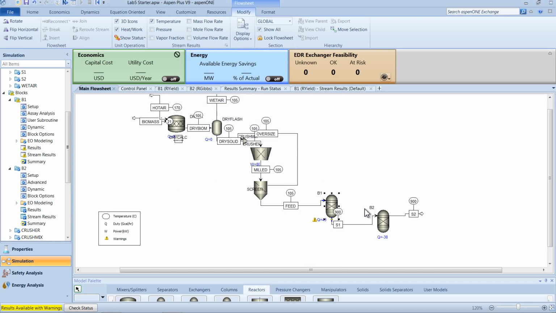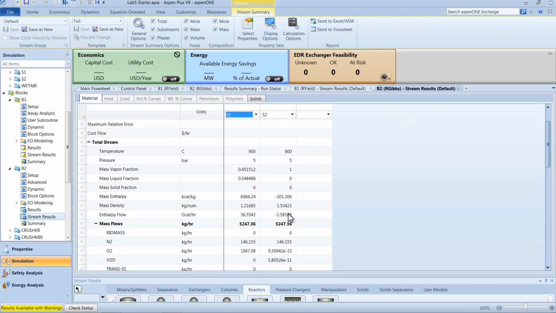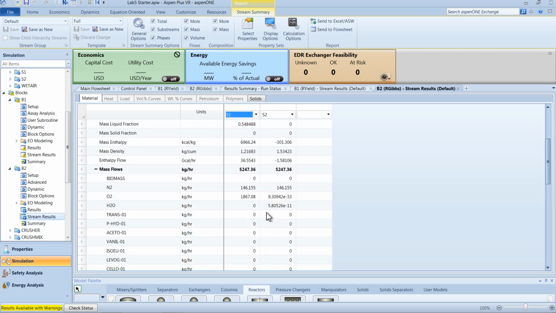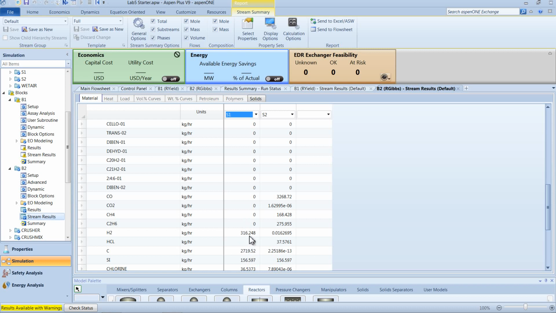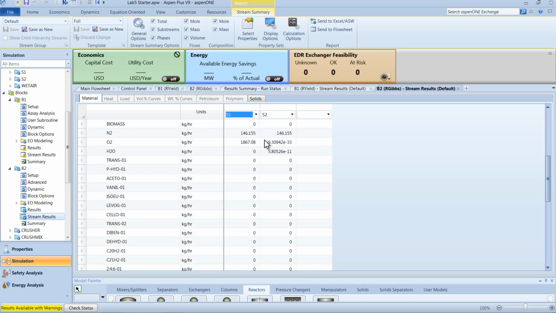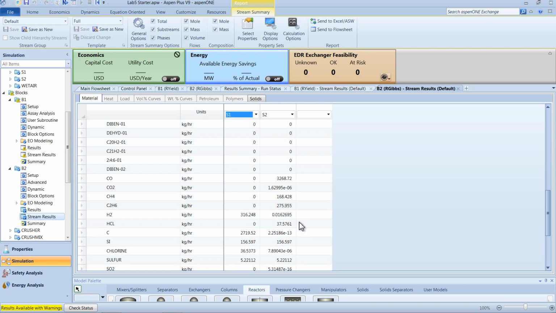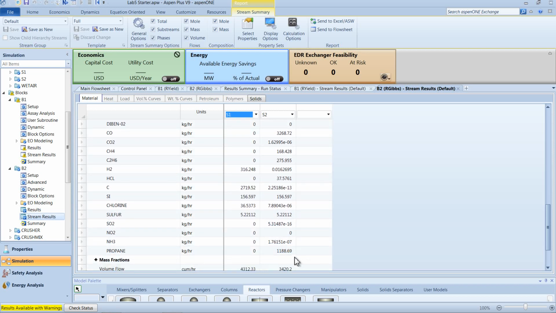Yep. And then now going to the RGibbs stream results. So we see N2, O2 there on the feed stream, hydrogen, carbon, silicon, chlorine. And then on the product stream, we see N2 didn't react, but O2 was consumed. So we have very little O2, going from 1,867 kilograms an hour, it's now nearly nil here. A little bit of H2O formed, CO formed, HCl, methane, ethane. And lots of propane there.